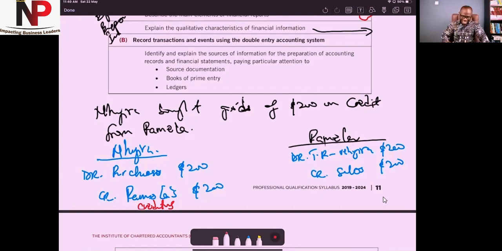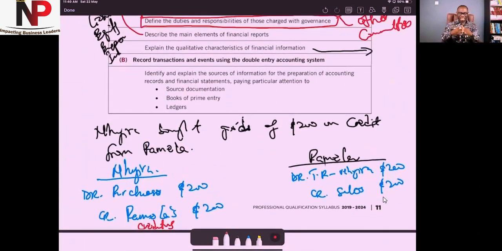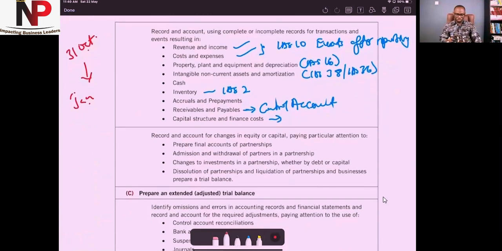I don't want to get excited about it. We're going to look at source documents. These are the documents that the entity is going to be using, or these are the documents that the accountant will use to be able to enter the various transactions into the books of the company. And we're going to be looking at all of the various source documents: receipts, issued invoices, pay slips. We're going to be looking at bank statements. We're going to be looking at all of these source documents and how they are used to enter various transactions in the books of the organization.